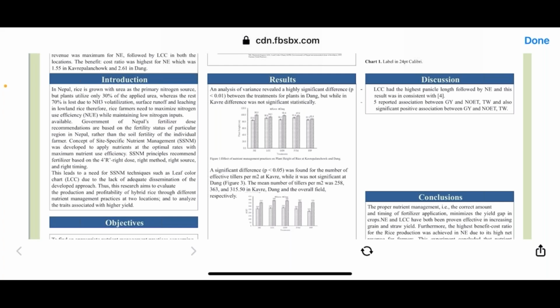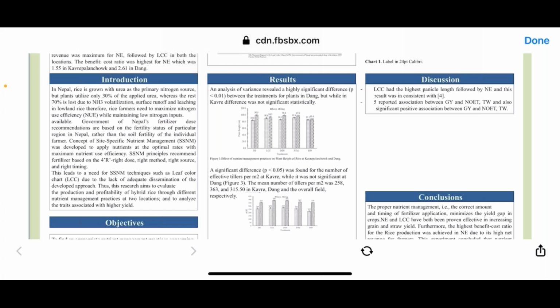Let's talk about grain yield. In one of the districts, Kavrepalanchok, ANOVA elucidated significant effects of treatment on grain yield of rice at 0.05 level of significance. The highest grain yield was 5.84 ton per hectare in nutrient export model, followed by leaf color chart, that is 5.61 ton per hectare, and government recommendation dose, that is 5.34 ton per hectare, and similarly followed by farm manure, that is 5.14 ton per hectare.